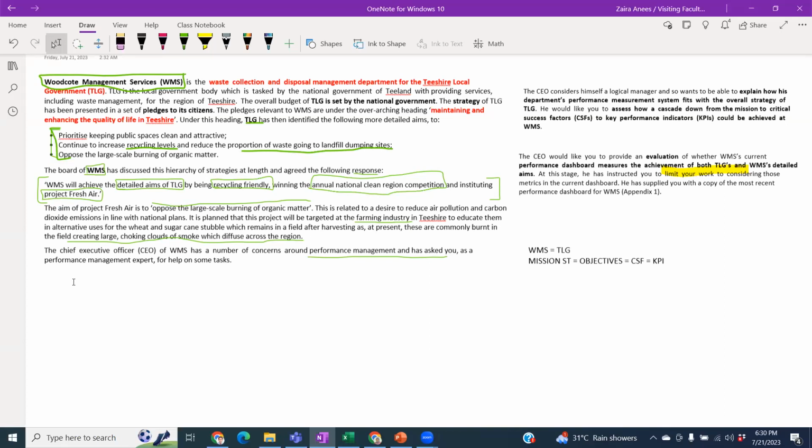So we can start with to, from, date, subject. The first thing which we need to understand is, let's start with the mission statement. Then the second one is objective. The third one is critical success factors. And then it's KPI, right? So how can we start? Okay, fine. He would like you to assess how the cascade from mission statement to CSF has been done. So we will start it like this.